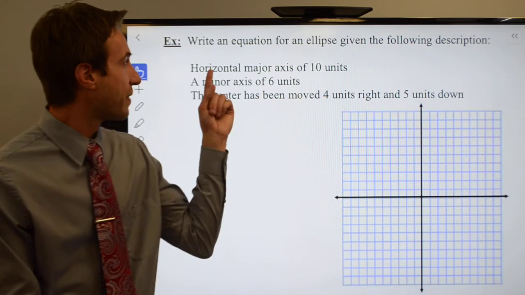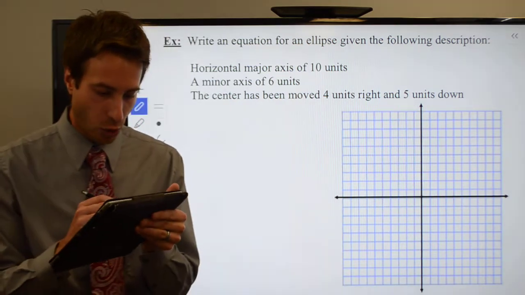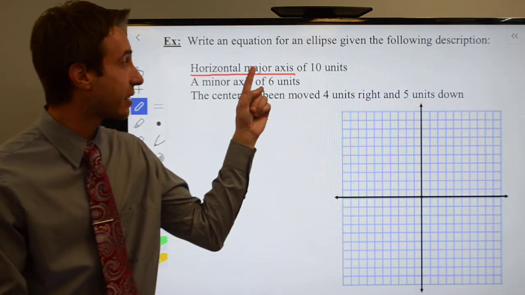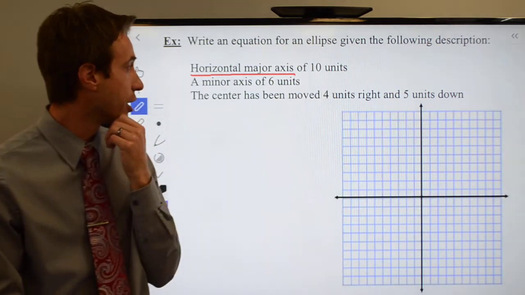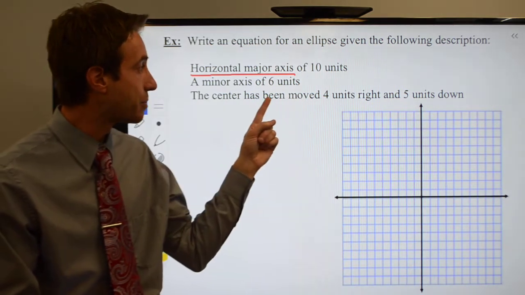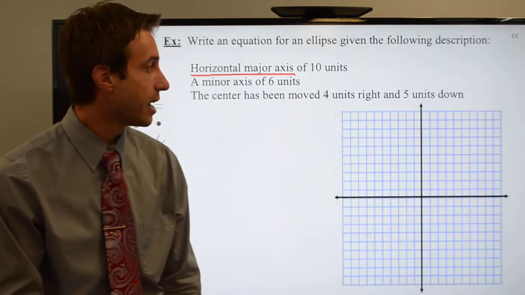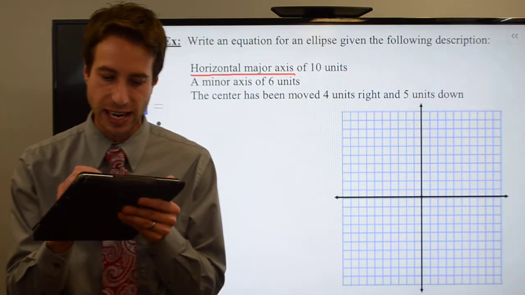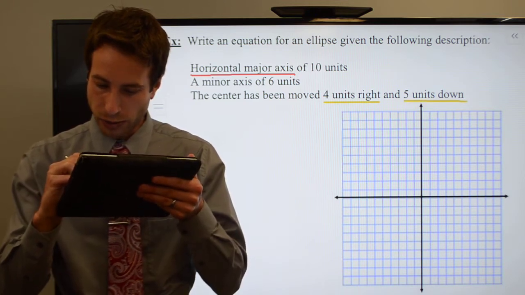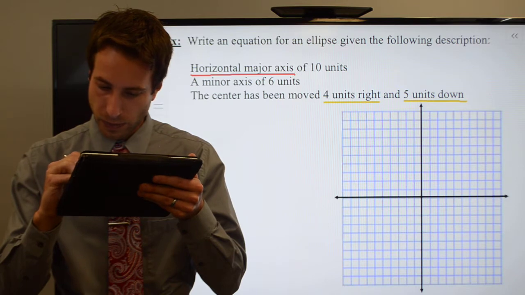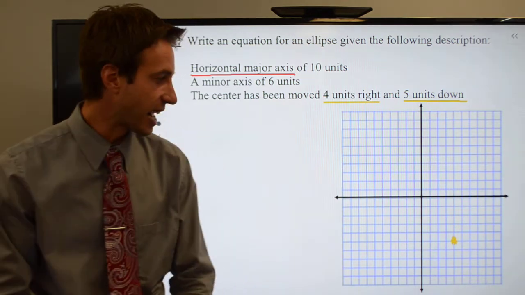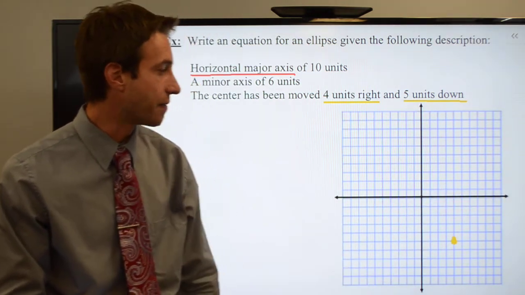Here's what we're told. I know that my orientation is horizontal because I tell you it is a horizontal major axis. And the length of the major axis is 10 units. The minor axis has a length of 6 units, and the center has been moved 4 units to the right and 5 units down. All right, let's go ahead and get the center first. 4 units to the right, 5 units down. So 1, 2, 3, 4 units right, and 5 units down. All right, right there is my center. That is 4 units to the right and 5 units down.